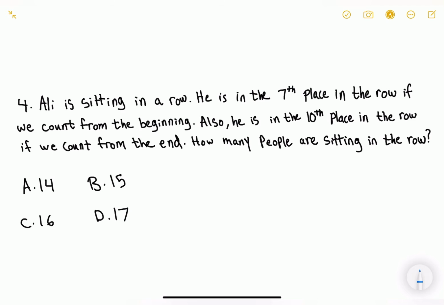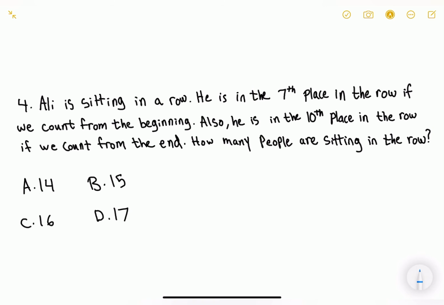Number 4 says Ali is sitting in a row. He is in the 7th place in the row if we count from the beginning. Also, he is in the 10th place in the row if we count from the end. How many people are sitting in the row? So, how can we go about this?